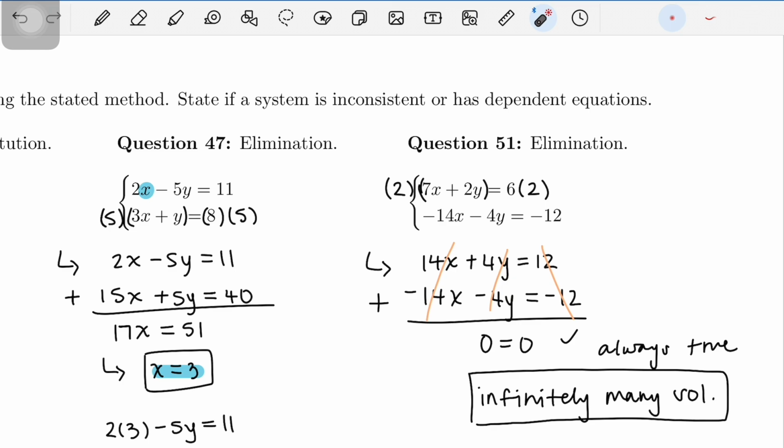Something else I wanted to mention also, if we were to end up with a false statement in the end, let's say if we had 0 equal to 12 maybe, that would be a false statement, and in that case we would have no solution, and that would be an example of an inconsistent system.